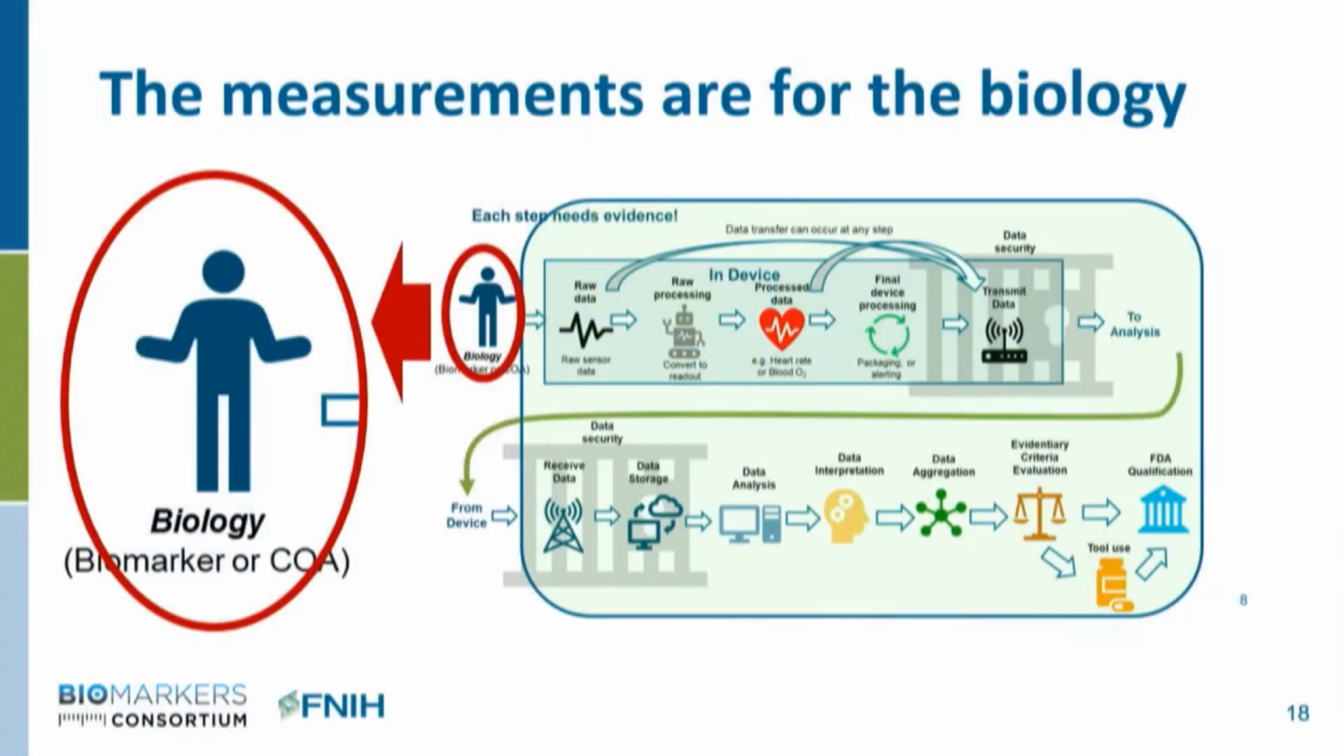So the one point that we made over and over again is that the biomarker and the COA is about the biology. It's about the person. It's not about the platform or the way that we're doing the measurement, all right? It's important how we do that measurement, but it's really about the person. So Pamela said that. We have multiple people recognizing it's about the person.